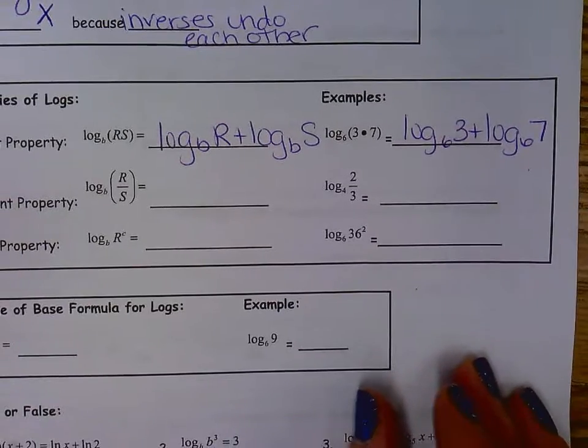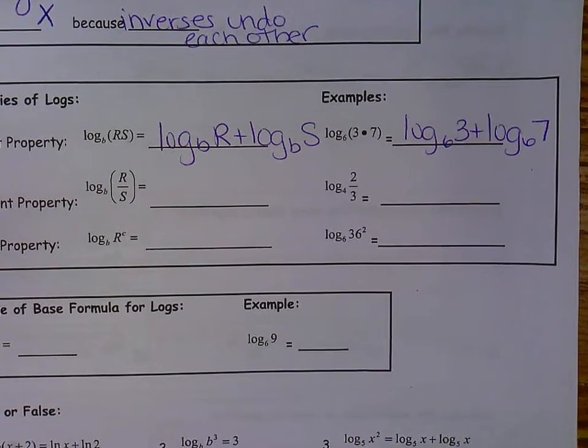The reason this used to be more important was because you would have log tables, and you might only have the log base 6 up to 10. So I can't do the log base 6 of 21 out of my log table, but if I can split 21 up into 3 times 7, I can look this up in my log table and this up in my log table. So they used to need properties just to do the math. We could just calculate today log base 6 of 21. So we don't really need it for evaluating, but we're going to need it for solving logs.